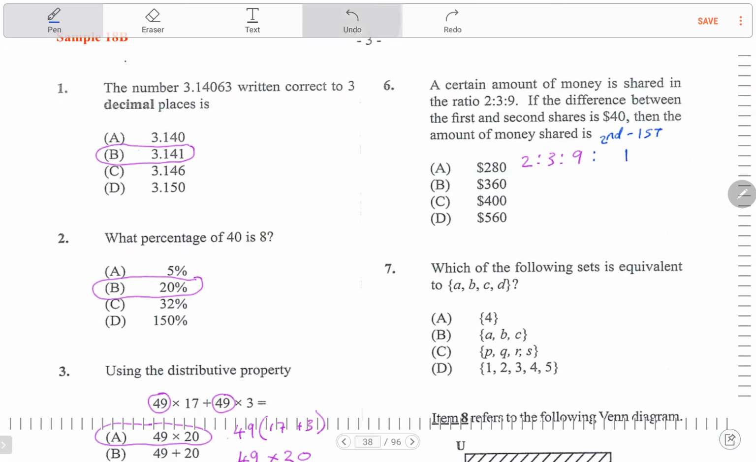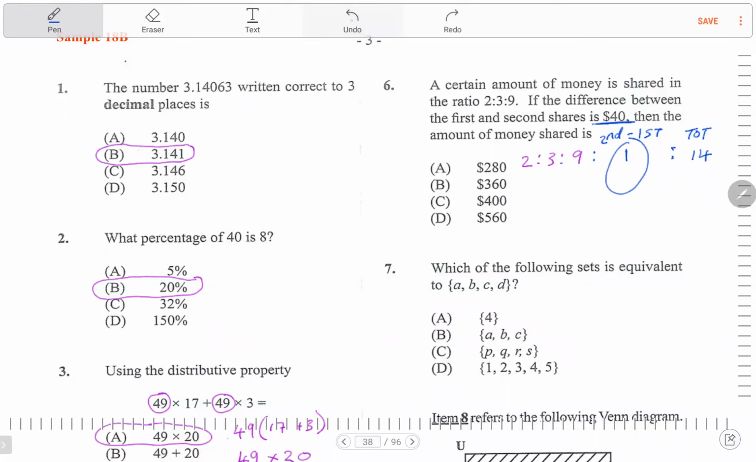So put in another part of the ratio, which now is the total. They didn't give us these. The total is 14, right? 14, 9 and 5, 14. And what you want is for the difference to become 40. And then when the difference becomes 40, you'll know what everything else is.